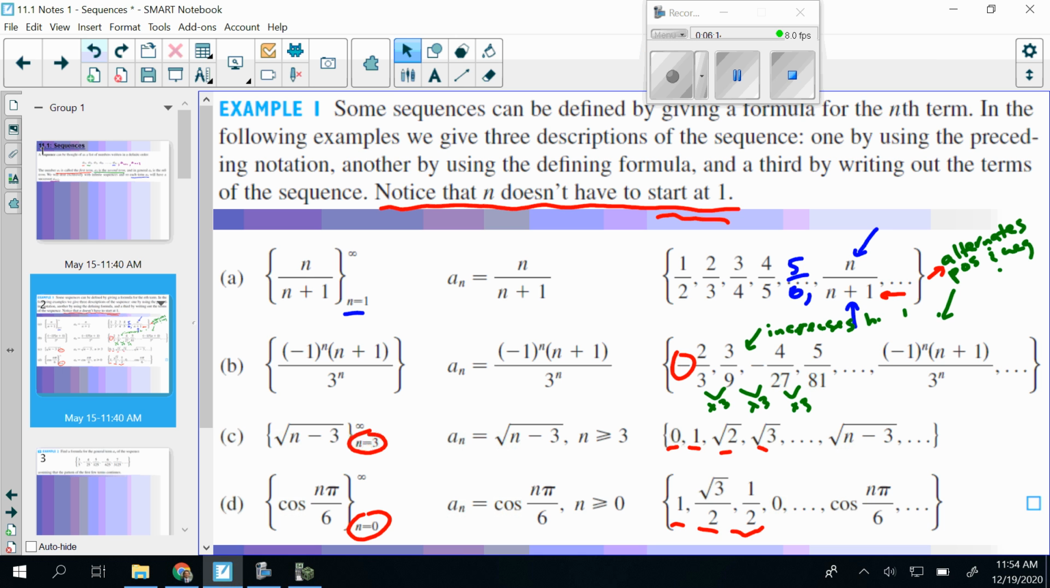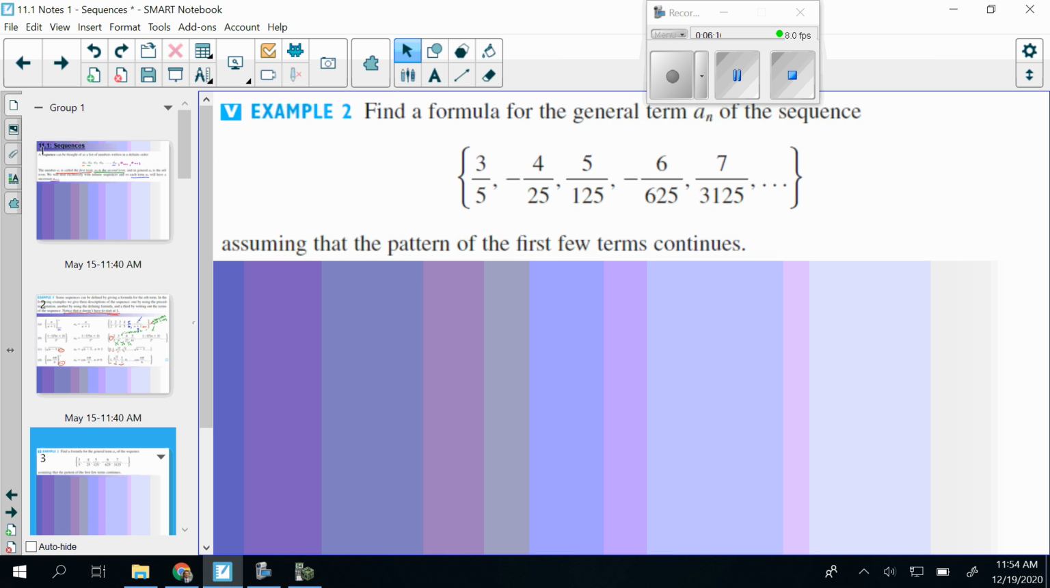Let's see if we can come up with one. So here we've got this sequence. We want to try to find the pattern and then see if we can write that a sub nth term out there of what that would be. All right, so let's see what's our pattern going on here. Well, one thing we can see, it alternates between positive and negative. So one pattern thing here is we're alternating positive and negative.